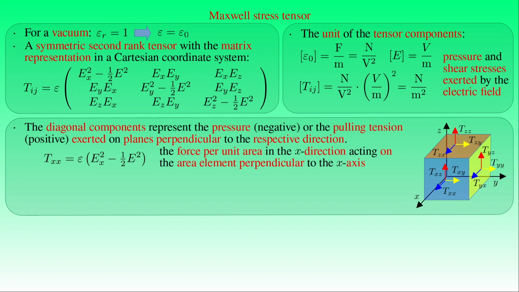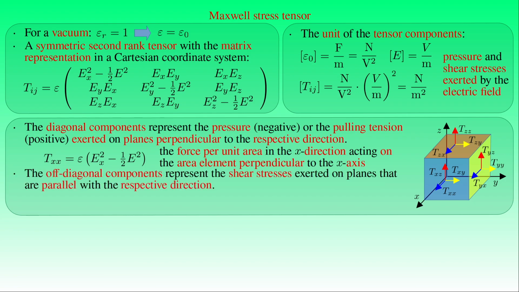The blue arrow representing the positive component T sub XX is interpreted as the pulling tension exerted in the X direction on the blue face of the volume element perpendicular to the X direction. If the component T sub XX is negative, then the blue arrow points inward and represents the pressure exerted on the blue face of the volume element in the X direction. The same interpretation holds for the other two diagonal components T sub YY and T sub ZZ, indicated by the directions and orientations of the yellow and red arrows pointing outward from the yellow and red faces of the volume element. The off-diagonal components of the Maxwell stress tensor represent the shear stresses on planes that are parallel with the respective direction.